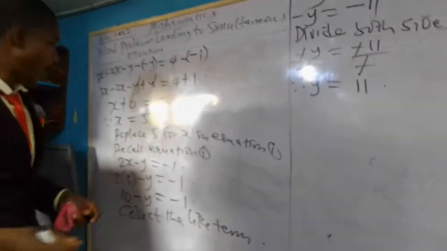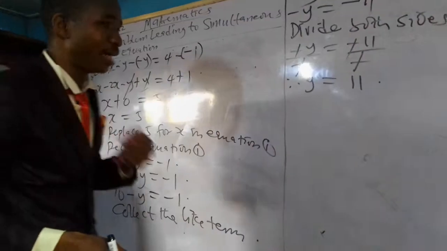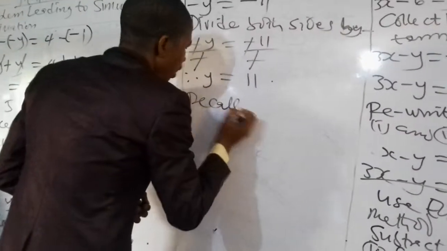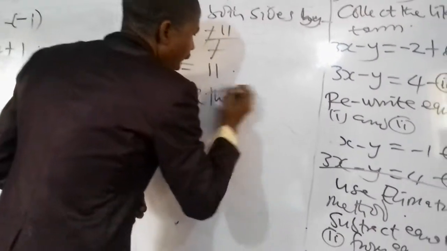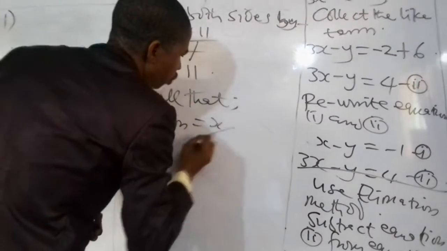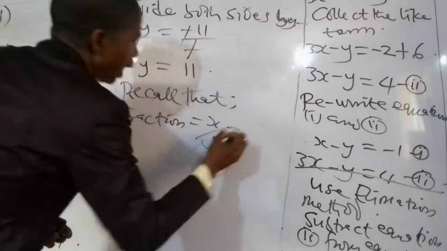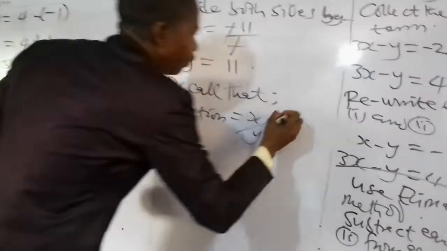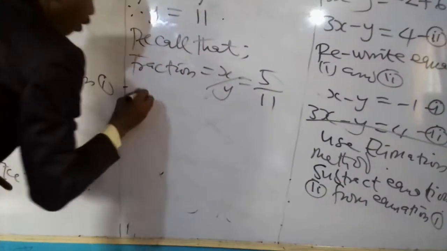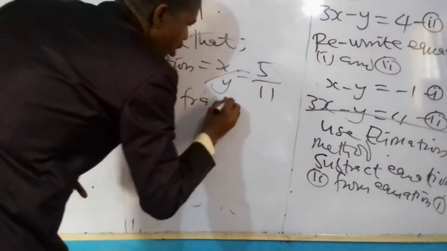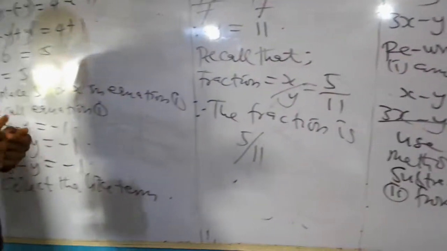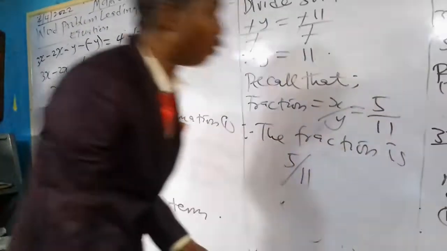So we are not asked to find y or x. We are asked to find the fraction. Recall that our fraction is equal to x over y. So that means our x is already 5. Then what is our y? That's 11. Therefore, the fraction is 5 over 11.